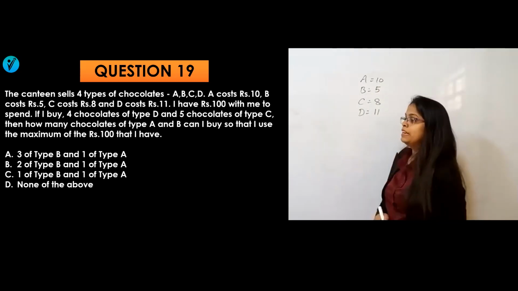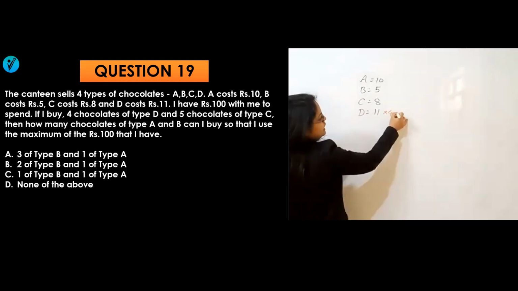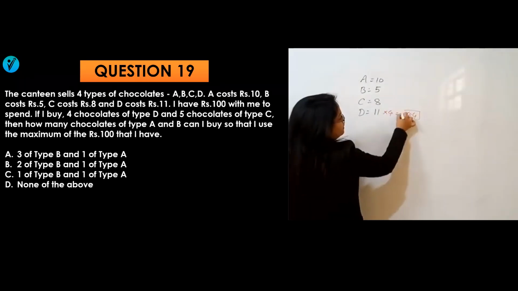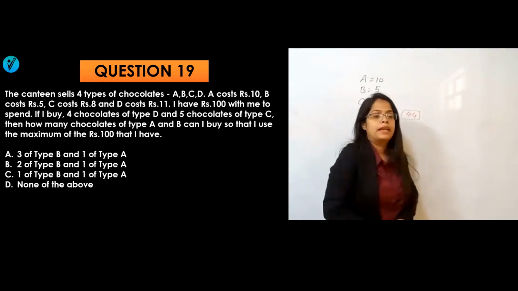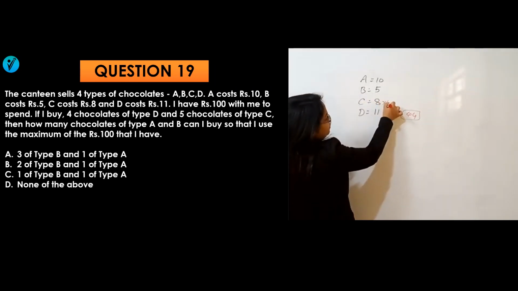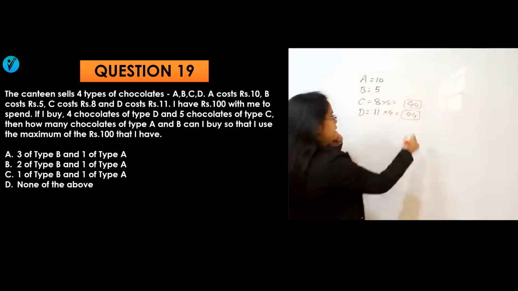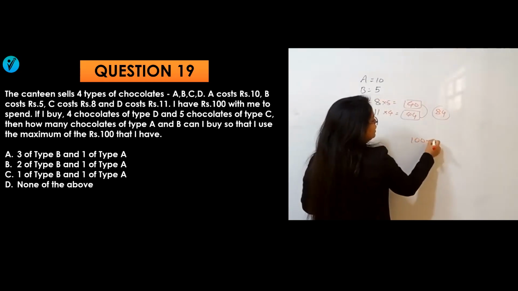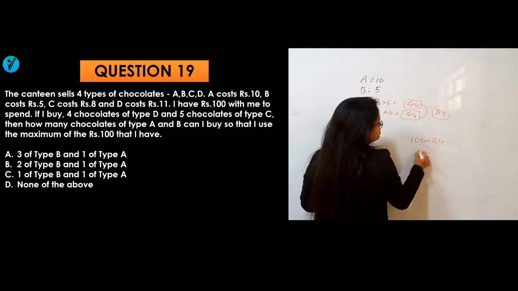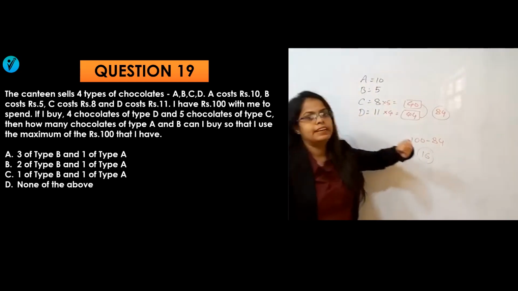How much have I spent? I have taken 4 chocolates of type D, which means 44 rupees already spent, plus 5 chocolates of type C. 5 eights are 40 rupees. So I have spent 44 plus 40, which means 84 rupees. Out of 100, 84 has been spent, which means 16 rupees remaining. So how can I spend 16 rupees on type A and type B?